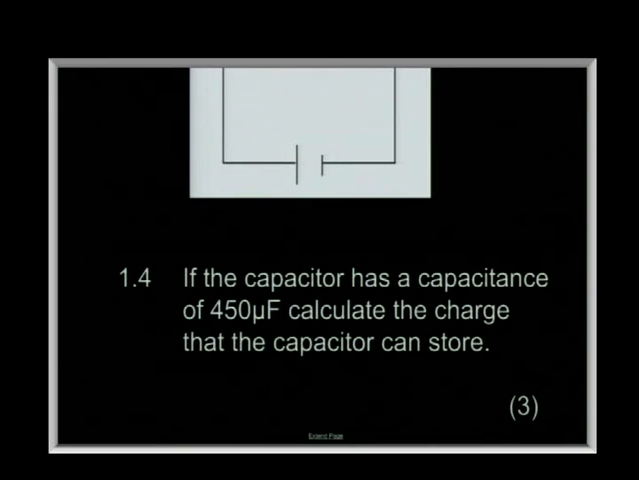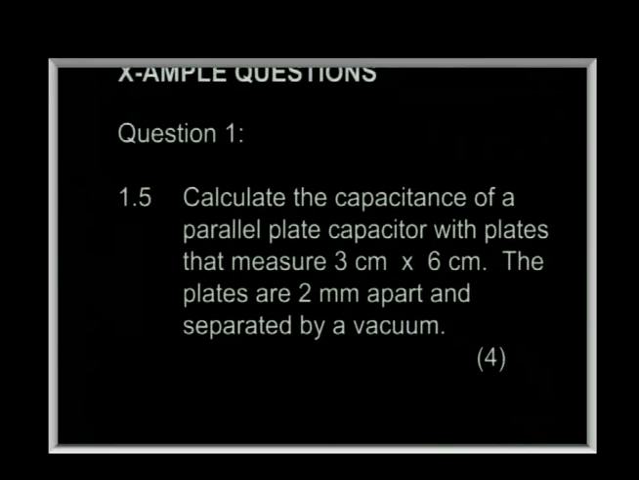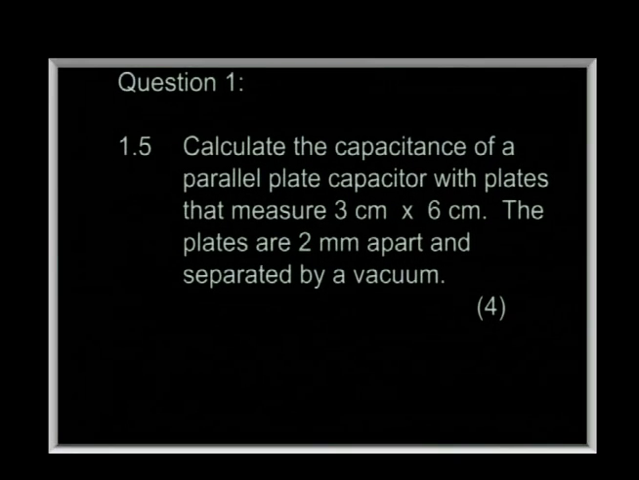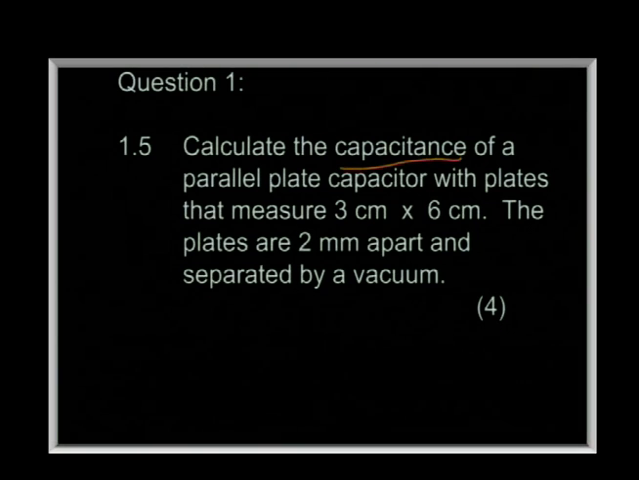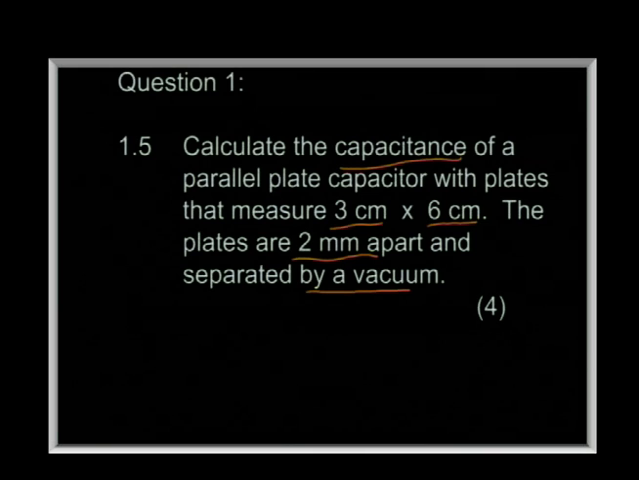We've done question 1.4, and we're going to 1.5. So it now tells us, different question, not the same circuit, but it applies a different formula. It says calculate the capacitance, so underline the key words that we're looking for. Capacitance is C, of a parallel plate capacitor with plates that measure 3 centimeters by 6 centimeters. The plates are 2 millimeters apart, separated by a vacuum. So we recognize that we don't need to worry too much about any of the dielectrics. We're going to just deal with the straightforward scenario in this case.